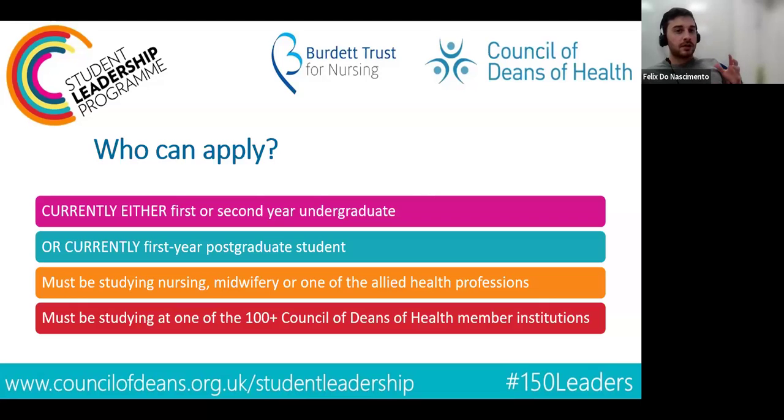The criteria is very simple. At the time you apply, so currently, you need to be a current first or second year undergraduate pre-registration student. You can also be a first year postgraduate pre-registration student. And if you study in Scotland and you're doing a 4-year program, you can also apply in your 3rd year. I know there are some particularities and some different programs, but there is no issue. We'll probably come back to this a bit later.